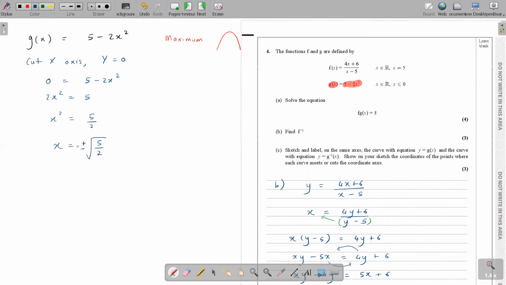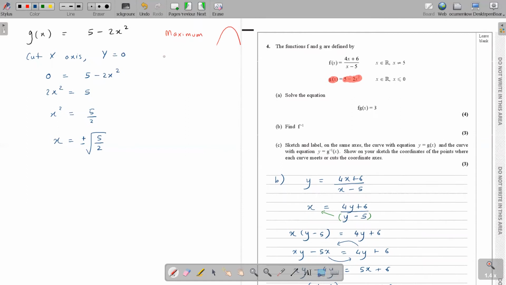So once again, your domain comes into play here. So the correct x value is only x equals negative root 5 over 2. Okay, so I will show that in the graph. Let's just keep this here for the moment, and then we'll find the place where it cuts the y-axis as well.